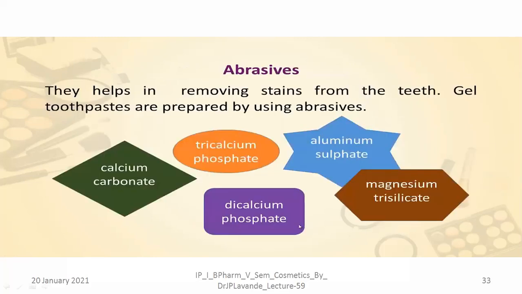So abrasive is the most important part, and it plays an important role in any kind of toothpaste and tooth powder. They help in removing stains from the teeth. Gel toothpastes are prepared by using abrasives. Examples are calcium carbonate, tricalcium phosphate, aluminium sulfate, magnesium trisilicate, and dicalcium phosphate. All these are very widely used as abrasives.